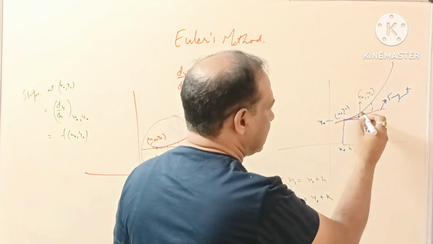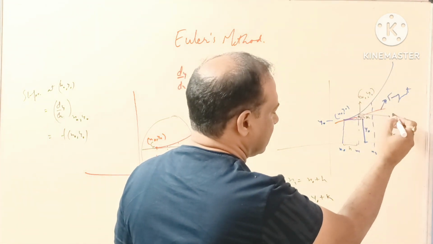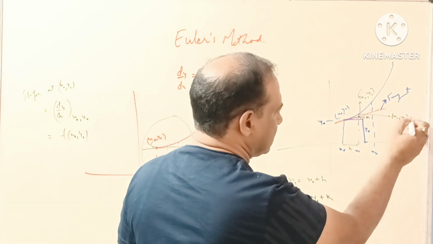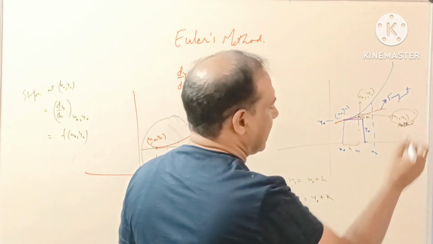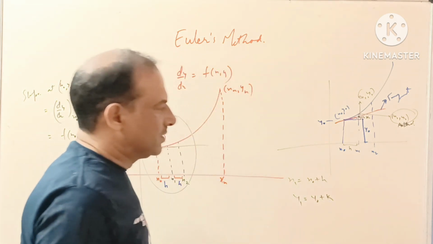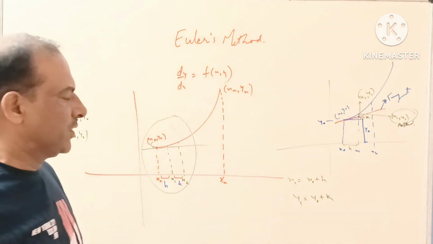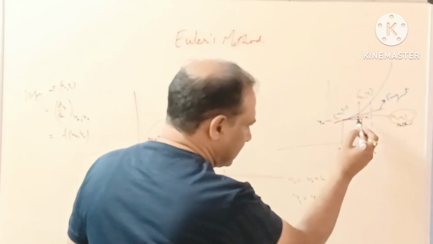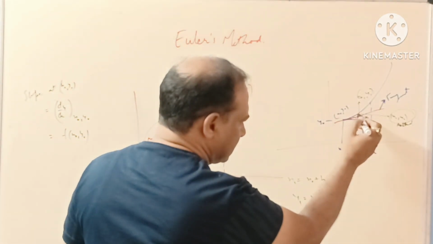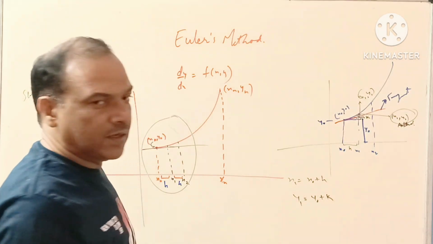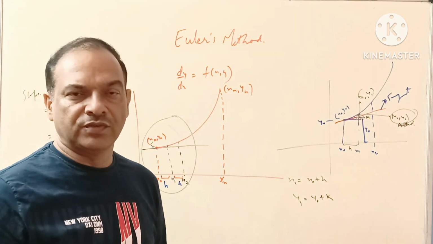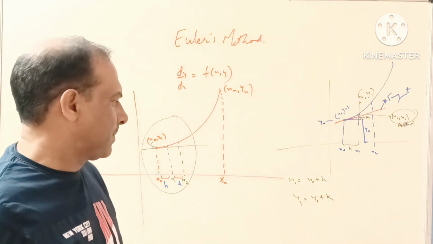But what is the actual one? This one is actual. It should be like this at this point. But as I have told you earlier, this gives the approximate value. Therefore, this is the difference. This upper part is the difference between the actual and the approximate value.